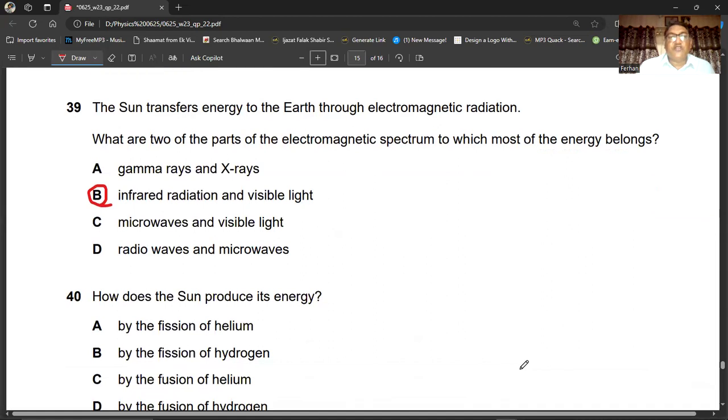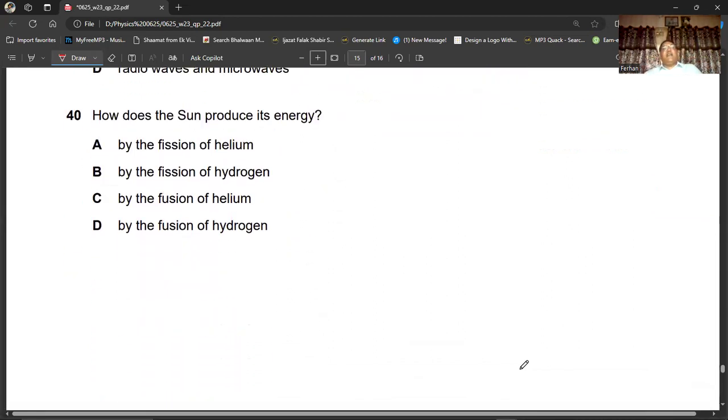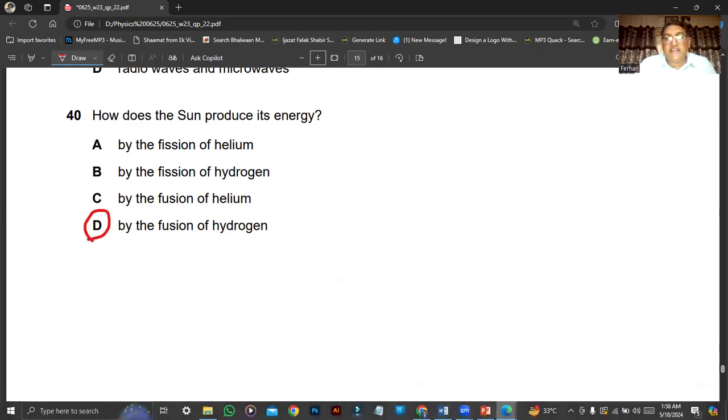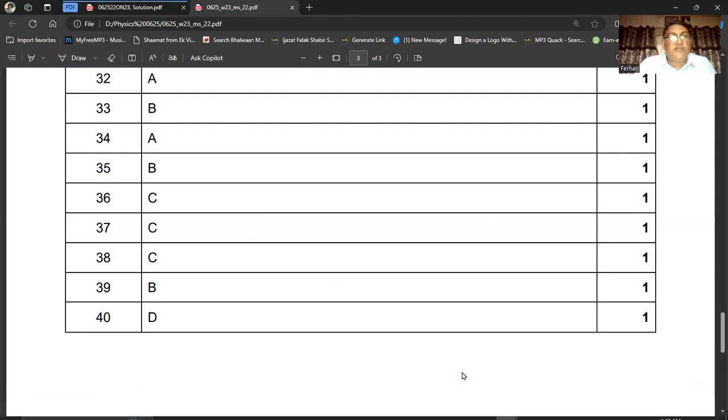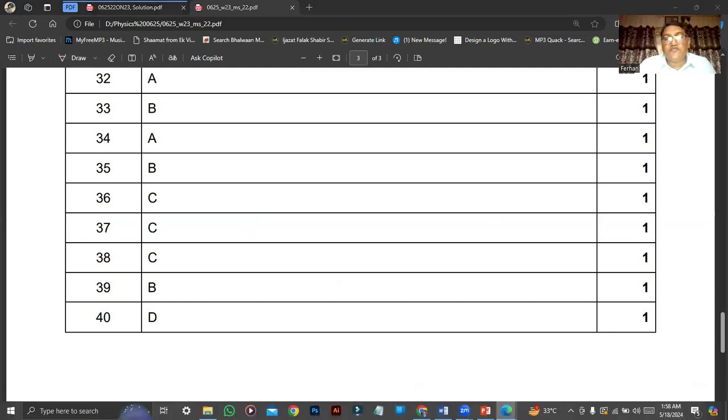Okay, now we are going to the last part. This is question number 40. How does the sun produce its energy? In the sun, the process of fusion is taking place, in which the smaller nuclei of hydrogen fuse into each other and create helium. So by the fusion of hydrogen, this is what is happening on the sun. For question number 40, D is the right option, sir.